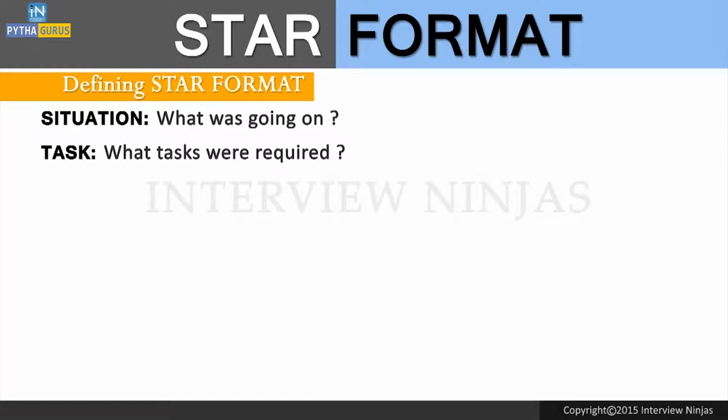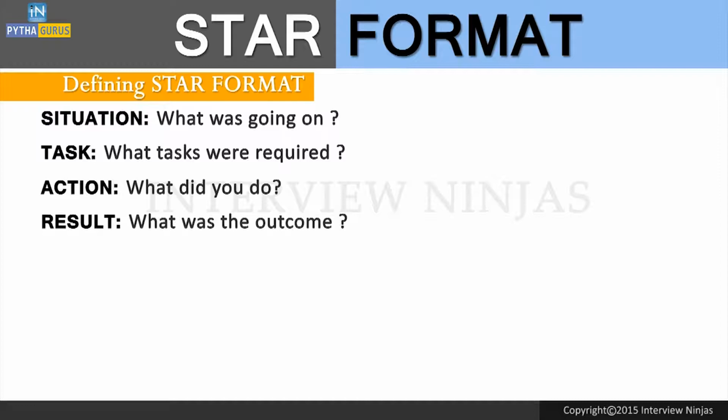What was needed? I've often seen that many people confuse a task with an action. Well, they are two very different things. Task would mean something like, let's say we had to increase revenues. And action, on the other hand, would entail all the activities that you had to do in order to finish those tasks. At the end, you have the Result. What was the outcome of the activity and what did you get to eventually?